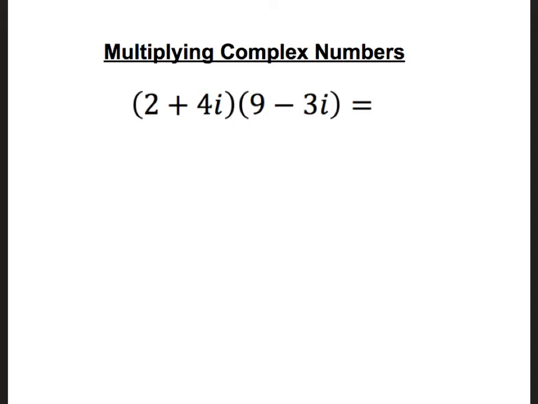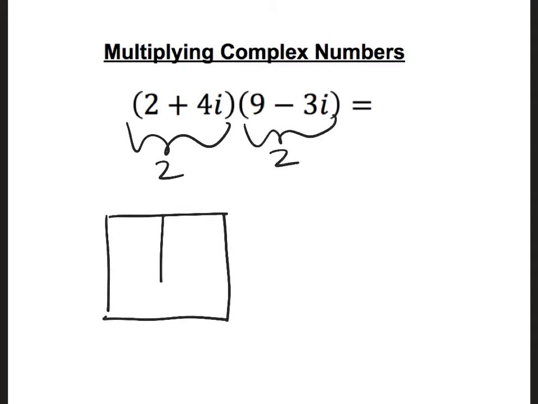So I'm going to set up my box. I know it's going to be a 2 by 2 because this part has two things and this part has two things. So I set up my box. I'm going to put the first thing across the top, so we have 2 plus 4i. And then along the side we have 9 minus 3i. Just like we did before.